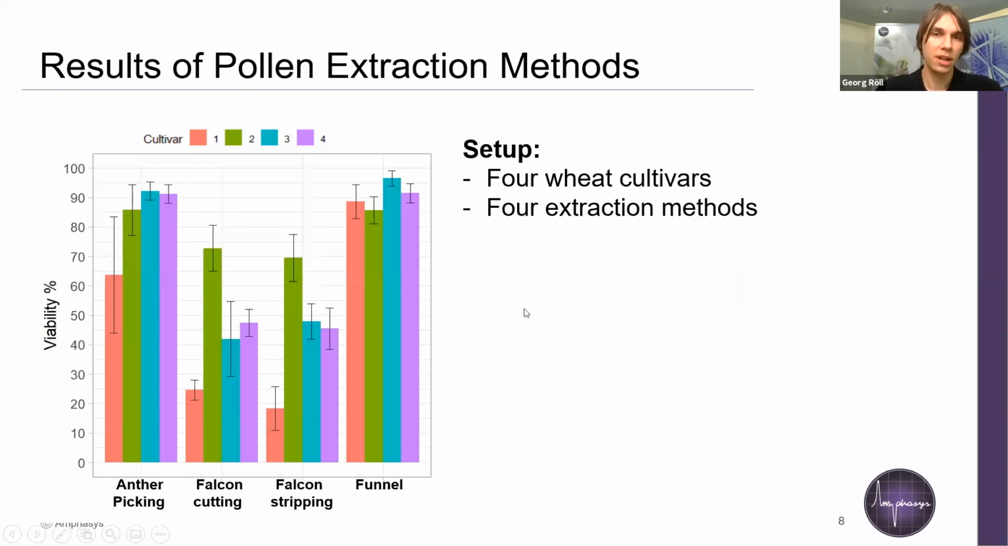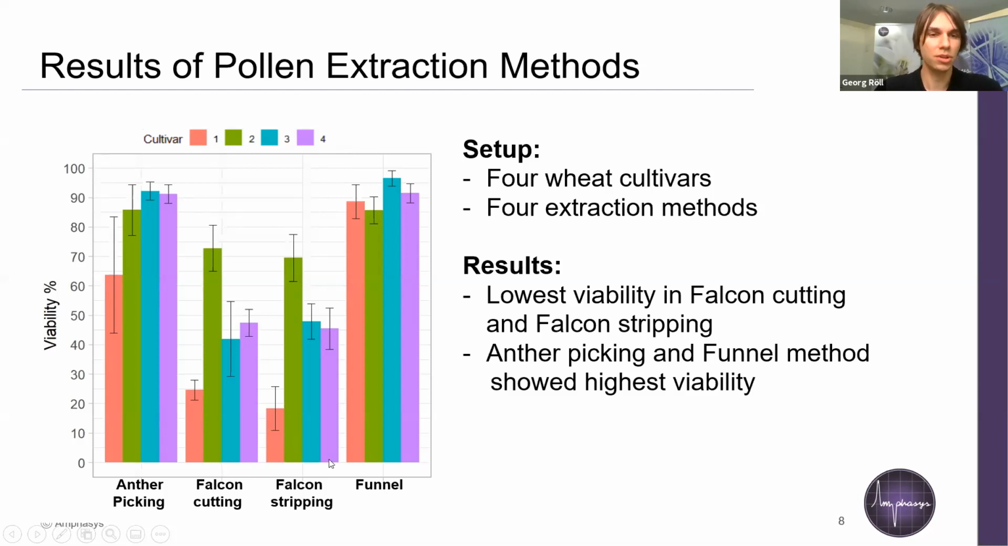Here I want to show you the results of the comparison of the different extraction methods. On the x-axis you see the 4 methods that we were using: the anther picking, falcon cutting, falcon stripping, and the funnel method. And on the y-axis, you see the pollen viability. On top, you see the cultivars that we are using. We tested this in 4 different cultivars. The results of this experiment were that the falcon cutting and the falcon stripping had lower viability over all cultivars. But you can also see that the anther picking method and the funnel method had higher viability.